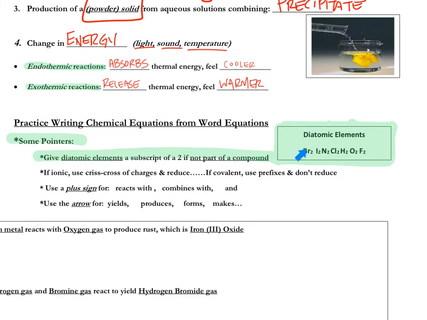So bromine by itself will be Br2. Iodine by itself is I2. They pair up. Nitrogen is 2, chlorine is 2, hydrogen, oxygen, and fluorine. If any of these elements are by themselves in a reaction, they will always be paired up with another element of its same kind, forming F2 or O2 or H2. They'll form or have a subscript of 2.